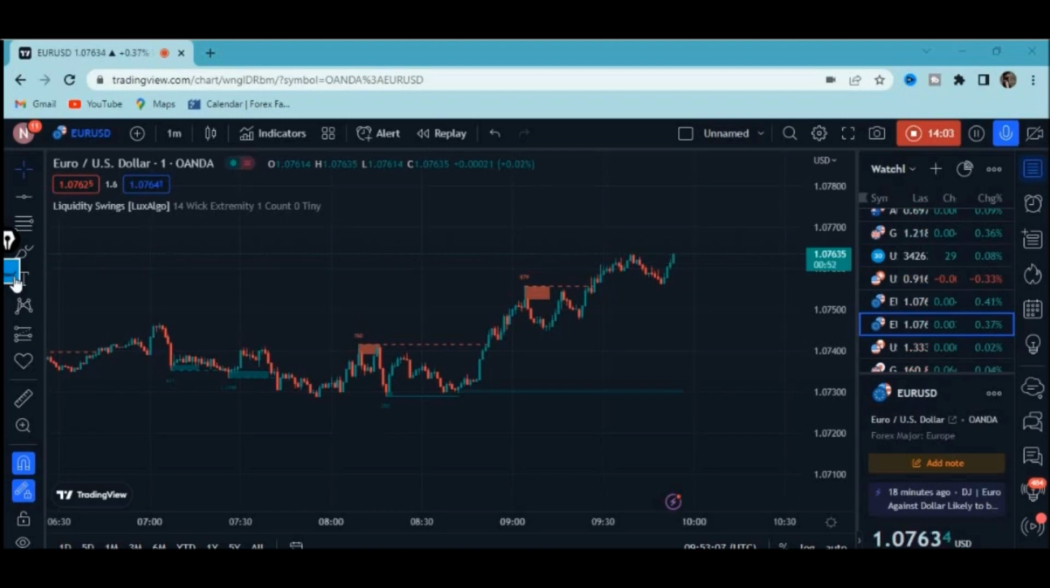So guys, we have the answers: number one, the liquidity swings indicator is working on real time, and number two, it is not really repainting. That's why you can consider what happened in the past to really execute trades.